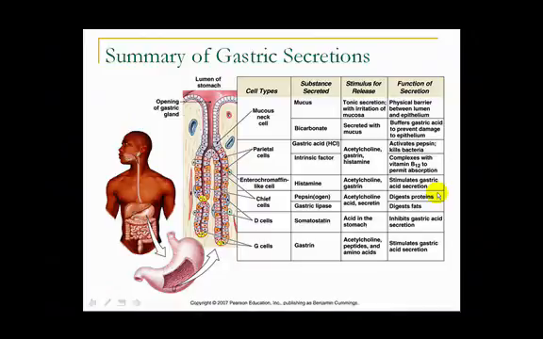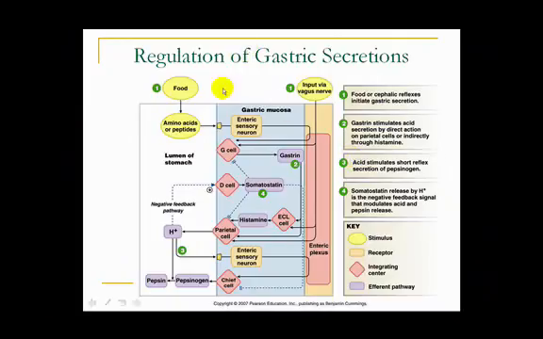And then you can see the function of each secretion here. And this is more of just a picture visual of the information you just learned. So you have your different cells here: G cells that secrete gastrin, D cells secrete somatostatin, parietal cells secrete hydrochloric acid, chief cells secrete pepsinogen. And it's showing this negative feedback loop.